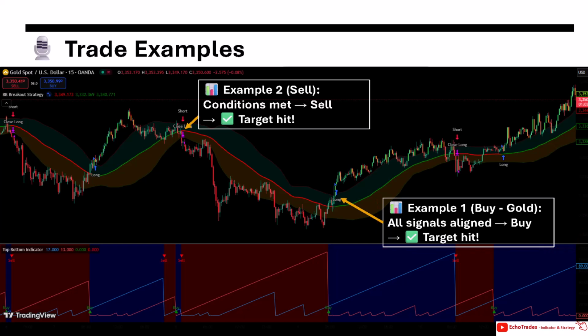Exactly. And we saw similar things on the sell side too. There was a compelling sell example where, again, all the conditions for a short trade were met. Bollinger Band showed price below a red middle line. The top bottom gave that top signal, and a solid red candle confirmed the entry. The trade was placed, stop above the upper band, and boom, it hit its 1.5R target pretty efficiently.